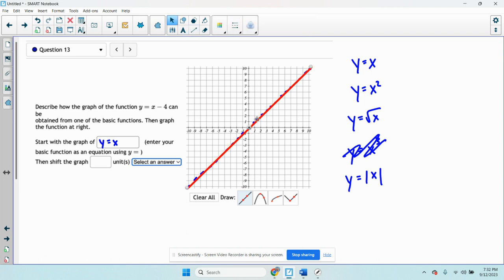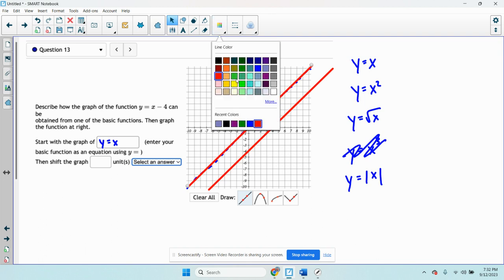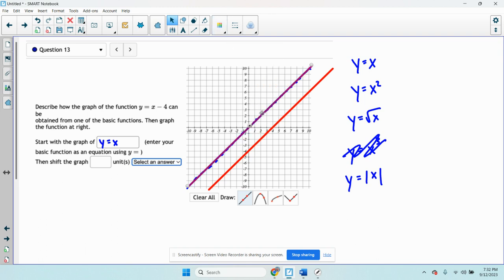Notice if I take this line and I shift it 4 units to the right, I get that. Okay? Let me copy that and do that again. I just shifted that 4 units to the right. Now I'm going to take that same line and shift it 4 units down. And you see you end up with the same exact result. The purple and the red line are the same.